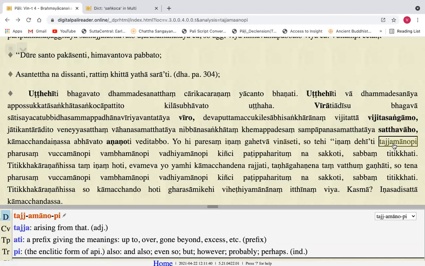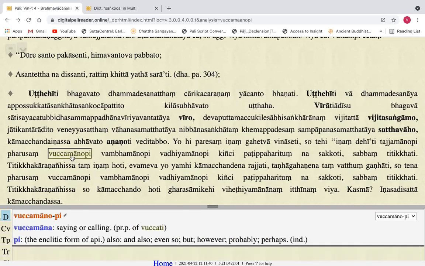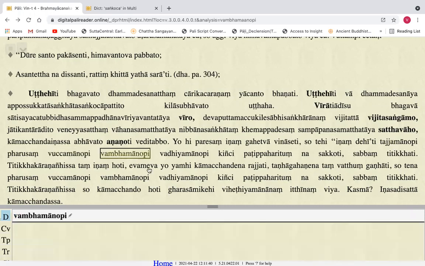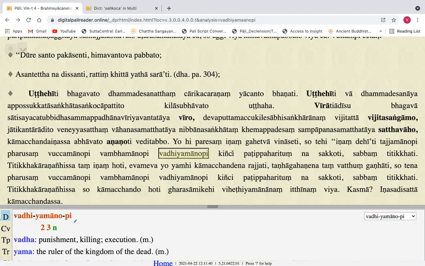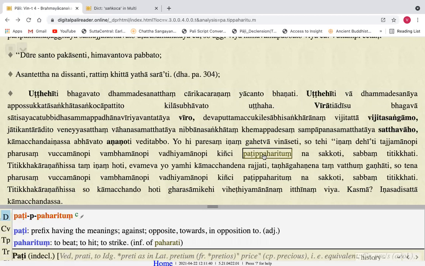So dija manobi, parusan woja manobi, and so wamba manobi, and the wadia manobi kenji, so badi parido na sekodi. So actually, if he borrows something from someone but could not pay back, at that time he will be, so how to say, he will be bound by that, the owner of that debt. And also Parusan Oja Manobi, he will be blamed.